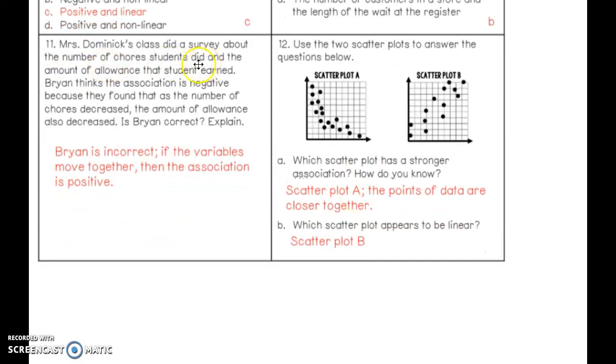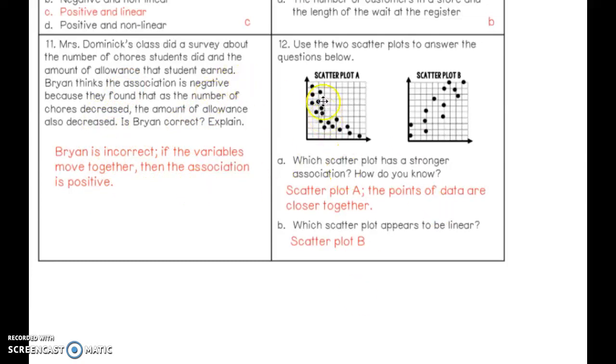This one talks about the number of chores and the amount of allowance. Typically, as students' chores increase, they're going to get more money as a result. This is not a negative relationship. Brian's incorrect. If the variables move together, like in this example, the association should be considered positive. More chores, more money. They're going in the same direction.